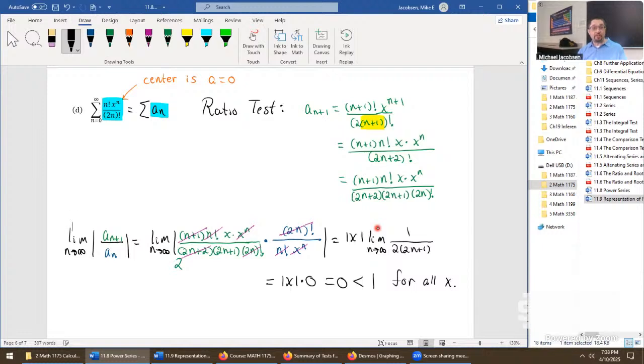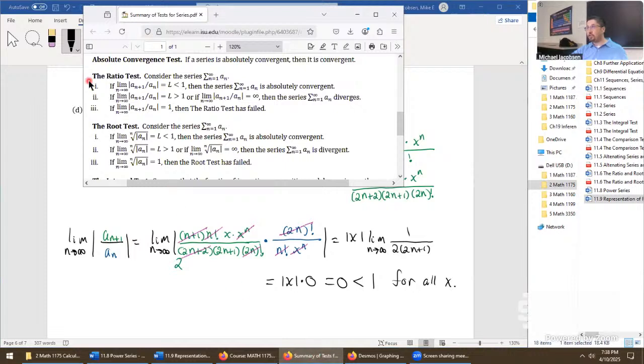X had nothing to do with convergence this time because the limit itself outputs a 0, just wiping out x. That's kind of nice. If this happens, what we'd want to do next is cite the ratio test again. We are in outcome I. Our limit is 0, which is certainly less than 1, which means we have absolute convergence. And this absolute convergence happens now for all x whatsoever.